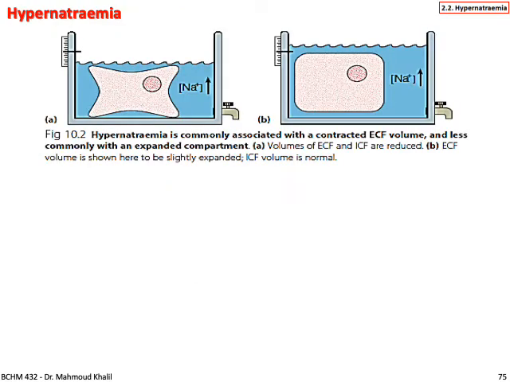If you look at this figure, you'll see that the main cause of hypernatremia is commonly associated with a contracted ECF, and less commonly with expanded compartments. So you can see in A, when the ECF is contracted and the volume of ICF is reduced, this will lead to hypernatremia, and more severely so in figure B.